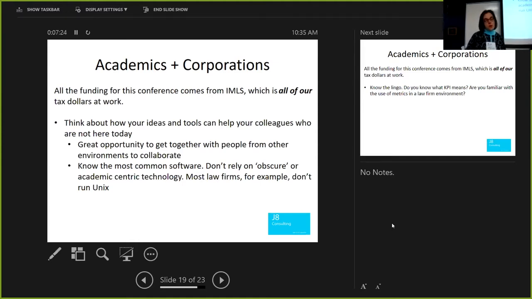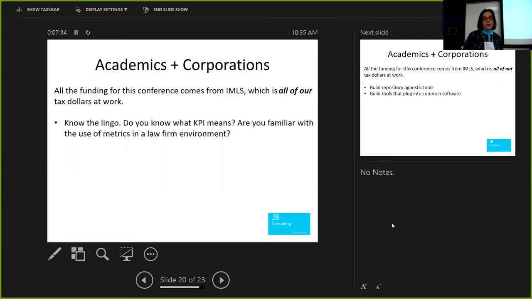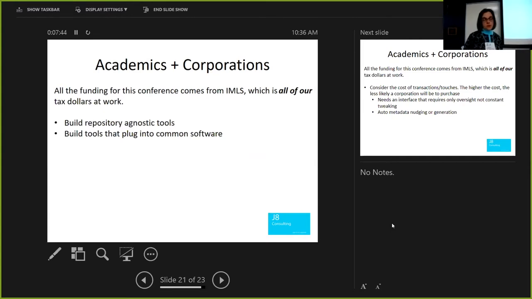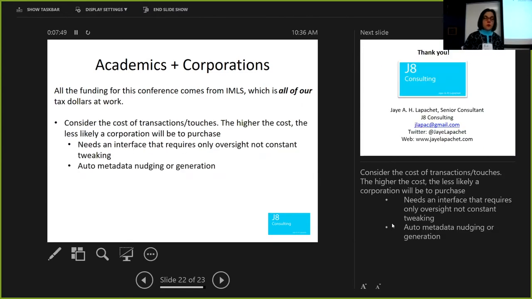And know the most common software. Don't rely on obscure or academic-centric technology. Most law firms, for example, don't run Unix. Know the lingo. Do you know what KPI means? And are you familiar with the use of metrics in law firm environments? Build repository-agnostic tools and build tools that plug into common software.